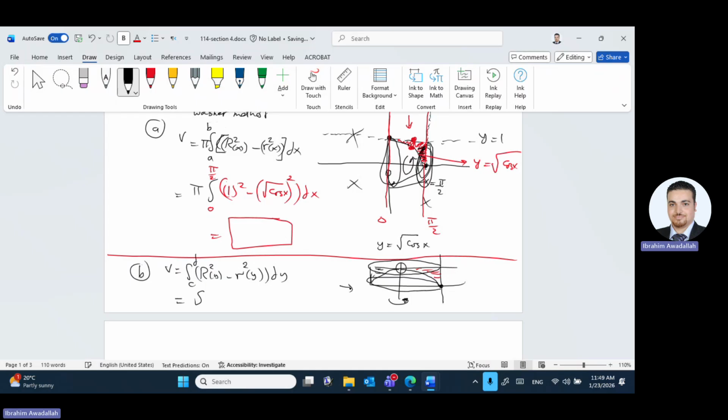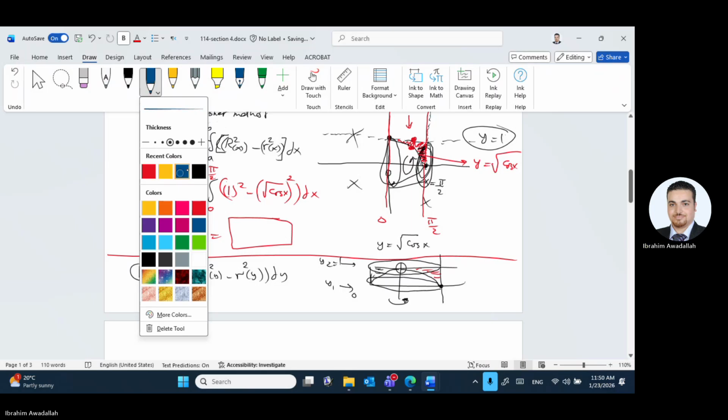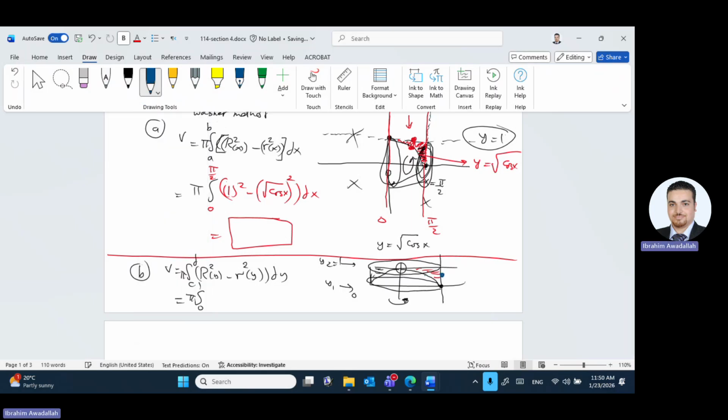This is my y1, this is my y2. My y1 is still 0, and y2 is 1. So my integration will be from 0 to 1. This for me will be the upper and this will be the lower. If we look from y, this will be the upper, this will be the lower, this to the right, this to the left. It's up to you how to understand this.